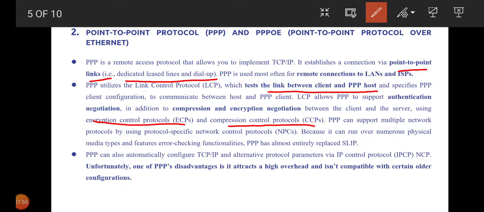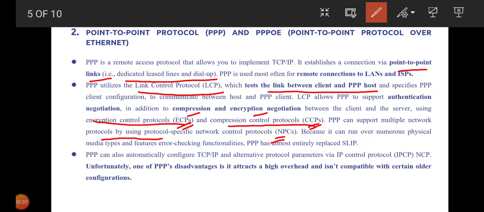So basically, point-to-point protocol makes use of link control protocol first to test the connection between the client and the server, and also to ensure authentication negotiation. In addition to that, it uses ECPs and CCPs, which are encryption control protocol and compression control protocol, to enable compression and encryption negotiation between both the parties. Now, this protocol can support multiple network protocols by using protocol specific network control protocols, which are NCPs.